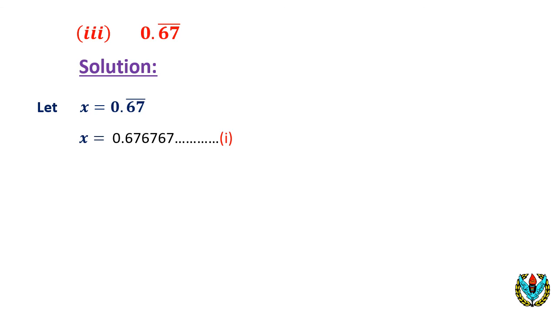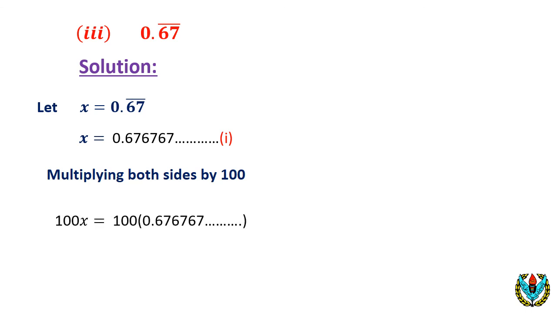Part 3. 0 point bar of 6 and 7. Its solution is, let x be equal to 0 point bar of 6 and 7, because under the bar there are two numbers, 6 and 7. So x is equal to 0.676767 and so on as equation number 1. Multiplying both sides by 100, we have 100x equal to 100 multiplied by this number. Dear students, because we have two numbers under the bar, we multiply by 100.